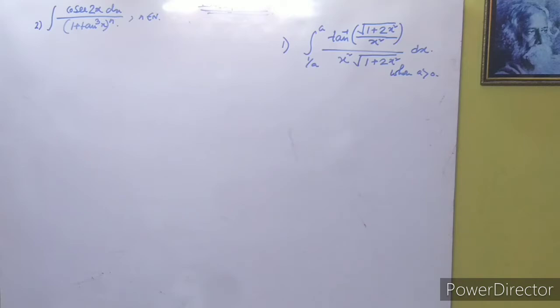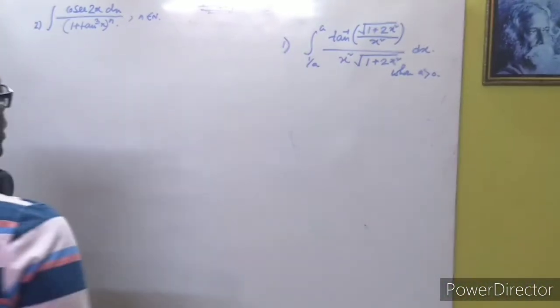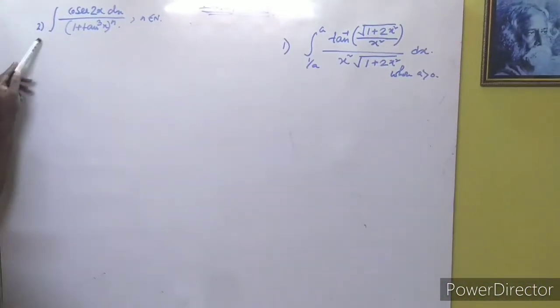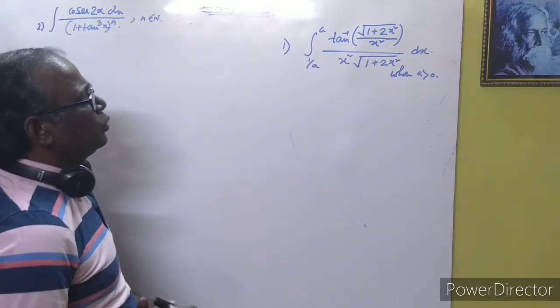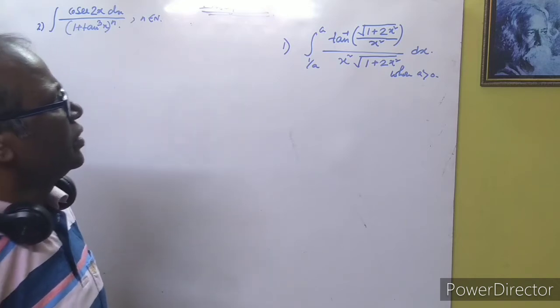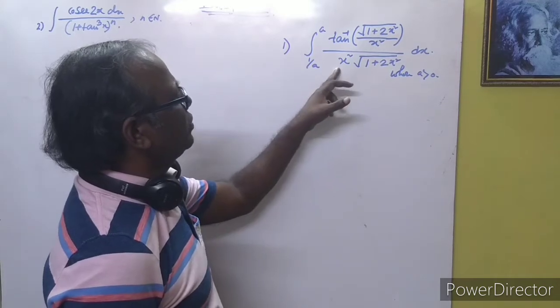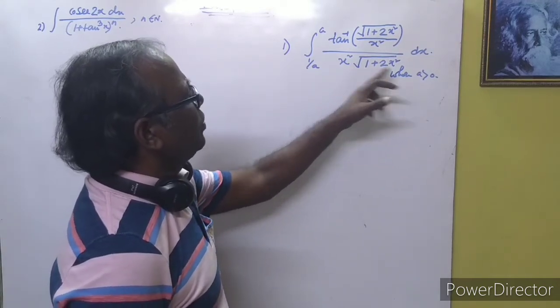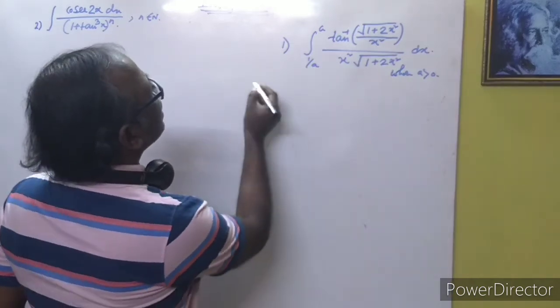Today, this is the discussion about the two important integrals. See, number 1 and number 2 here, and this is the limit from 1 by a to a, tan inverse of under root 1 plus 2x square by x square, and here is x square under root of 1 plus 2x square, where a is more than 0. See the solution here.